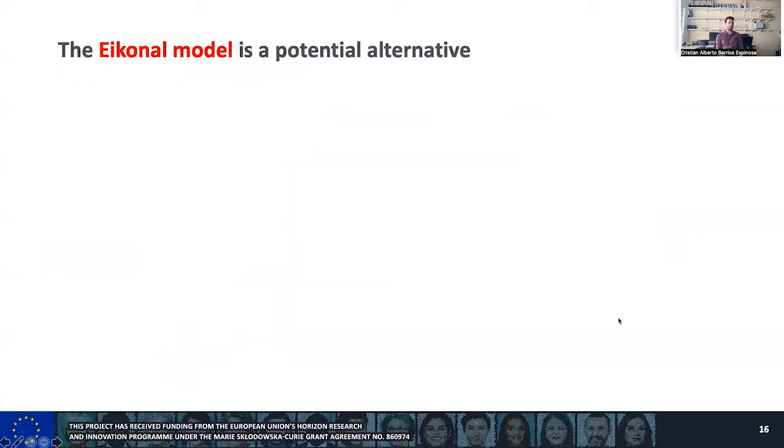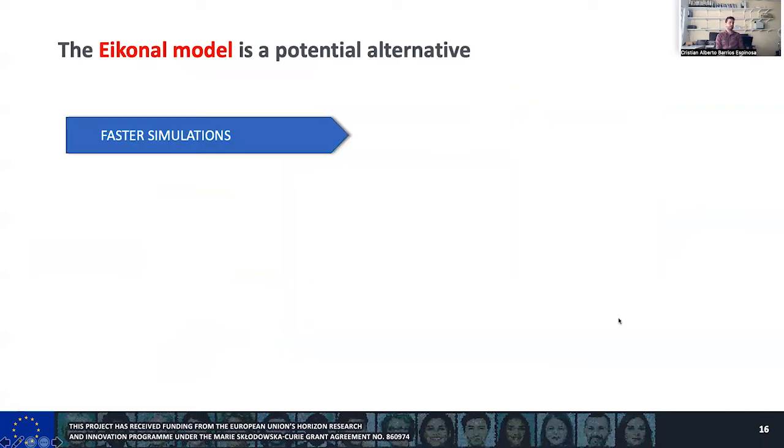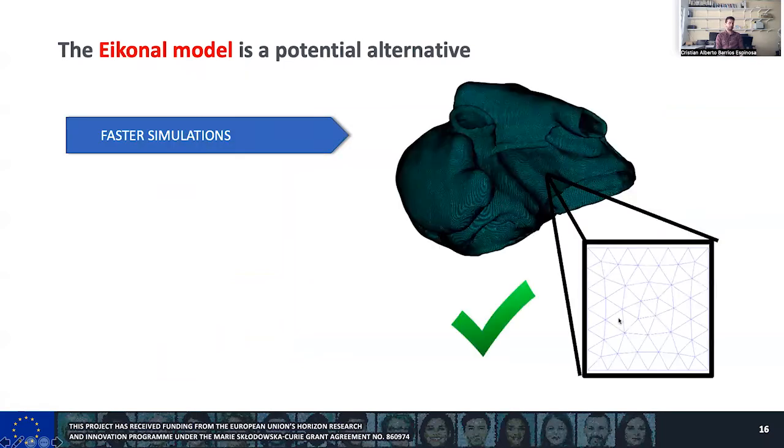But the Eikonal model is still a potential alternative, and the reason for this is that it performs faster simulations. Not only are the equations a bit more simple, but it also allows for using a coarse mesh. So instead of representing the heart with 2 million, 4 million nodes, we could represent it with a small amount of nodes, let's say 100,000.